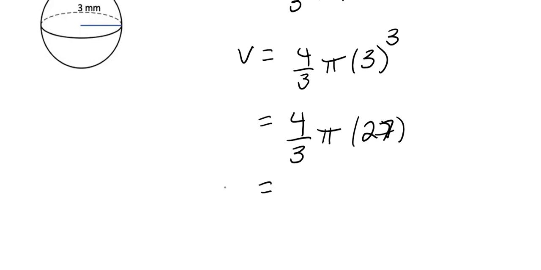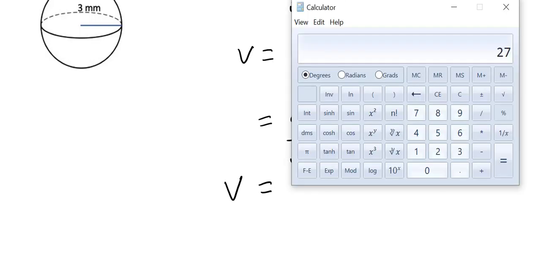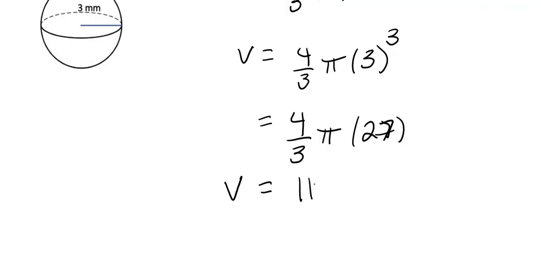And what does that become? We have 4 over 3, we'll just calculate it out, and then times our pi, and times 27. And what do we get? Well, we get 113.097, so we're just going to round to 113.1. And this is milliliters cubed.